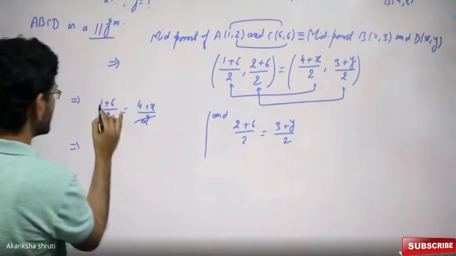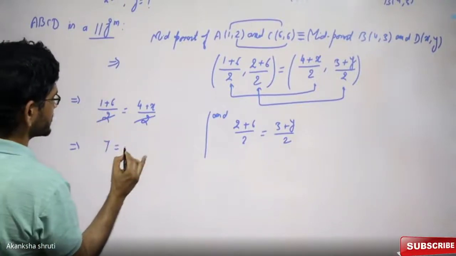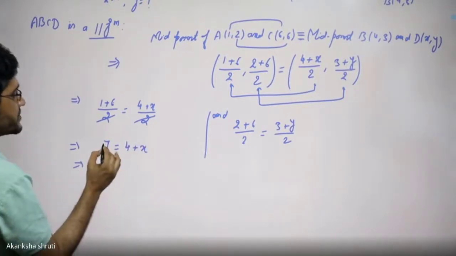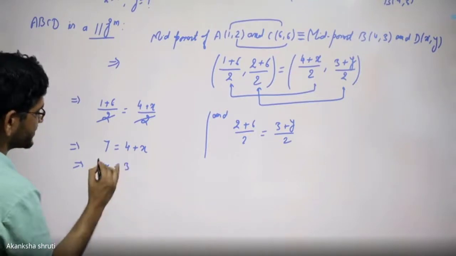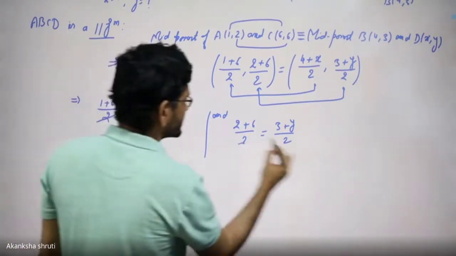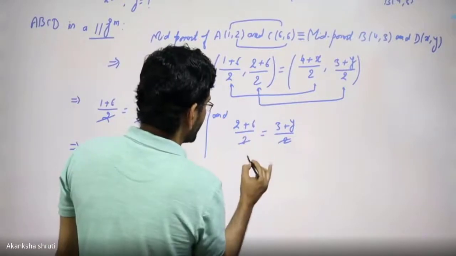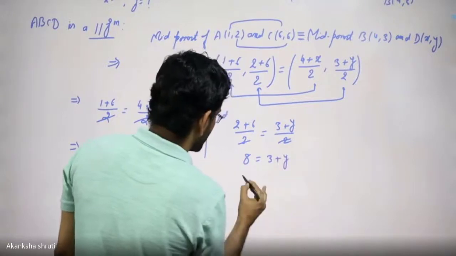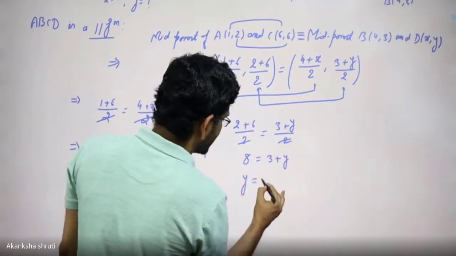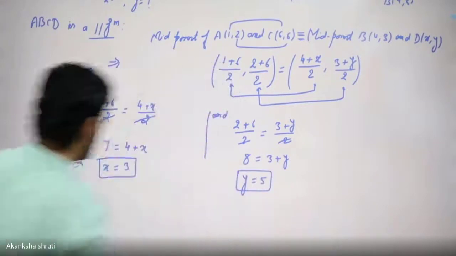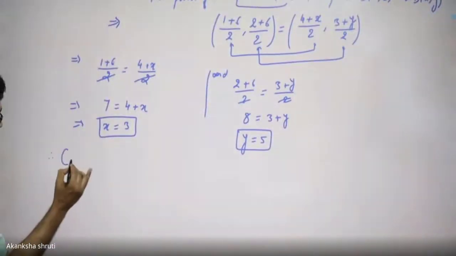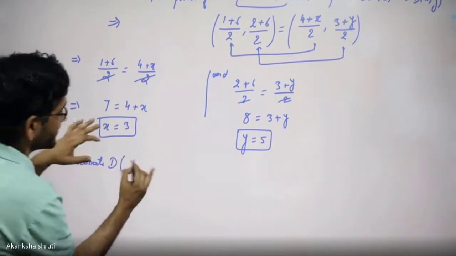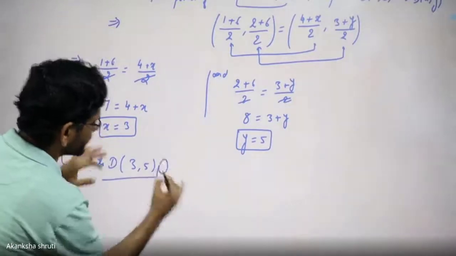These two get cancelled. 1 plus 6 is 7, which is equal to 4 plus x. Bring this 4 to the left-hand side: 7 minus 4, it is directly 3 that we can write. And from here, this 2 will get cancelled, so it becomes 8 is equal to 3 plus y. So y is 8 minus 3, the 5 that we have calculated. Therefore, the coordinate of the fourth vertex D is 3, 5. This is the required answer.